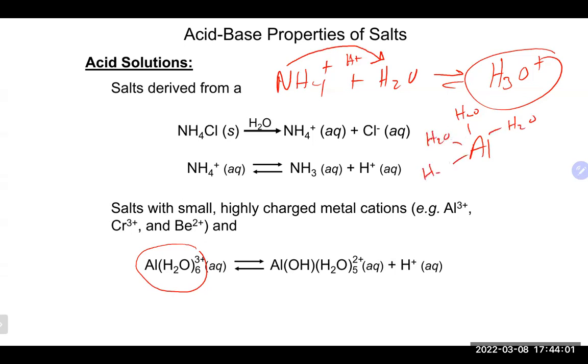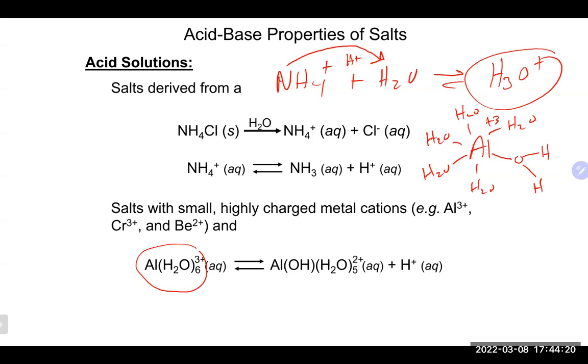1, 2, 3, 4, 5. And I'll draw the one out here like so. And this guy would have an overall charge of +3 because the aluminum has a +3 charge. Water is neutral, so it has no charge.